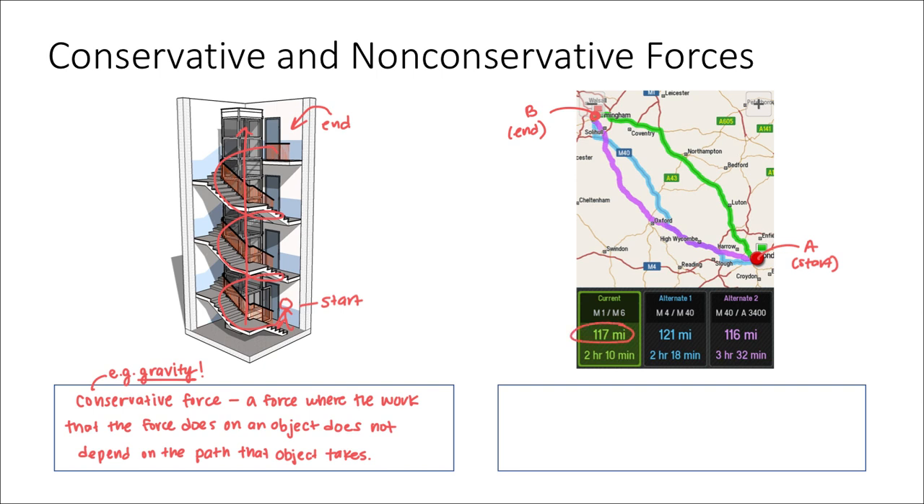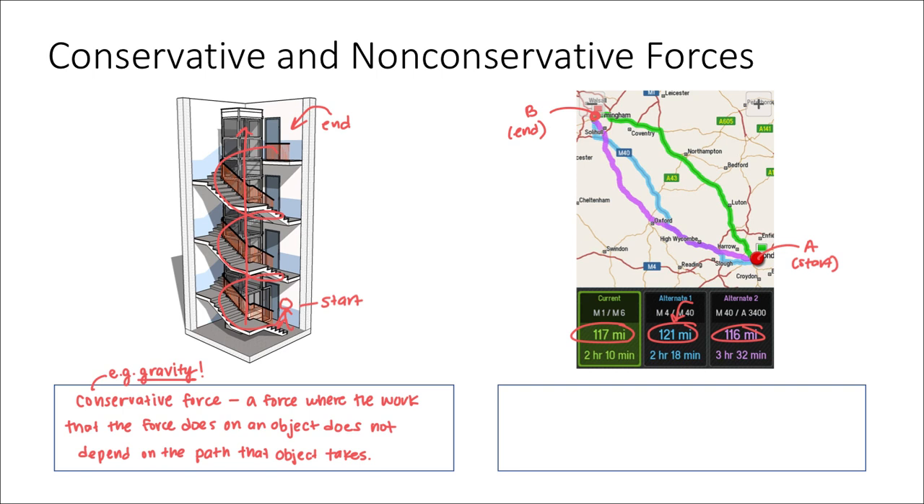This path is 117 miles, this one's 121 miles, this one's 116 miles. And so depending on the path that you take, you will travel a different distance. If you consider friction for a moment, on which path do you think friction will do the most work on your car? In other words, which path would you take to maximize the amount of work or the amount of friction that happens, right? Well, probably this path, the longest path. The longer I'm driving, the more time and the more distance that friction has to act on me. And so what I see here is that even though we start and end in the same location, the path that we take matters.